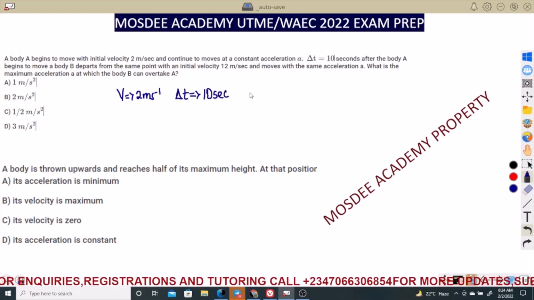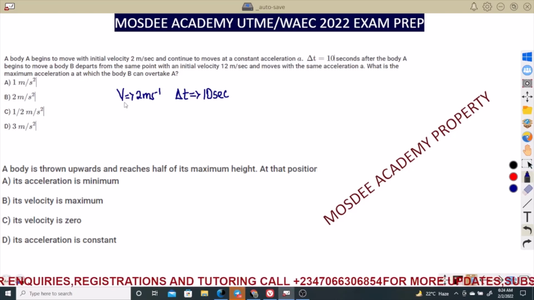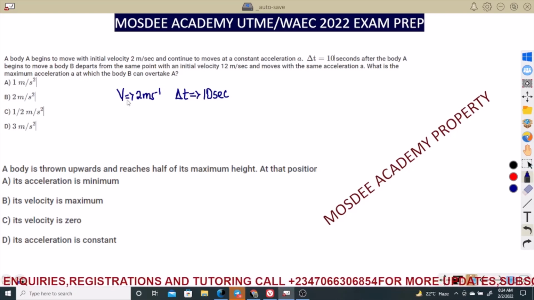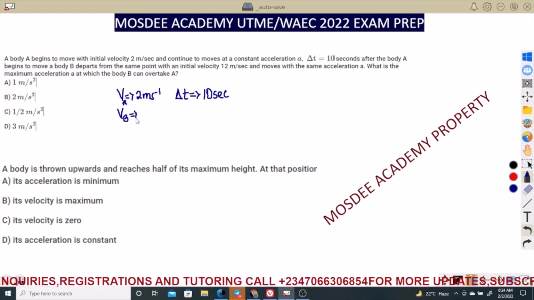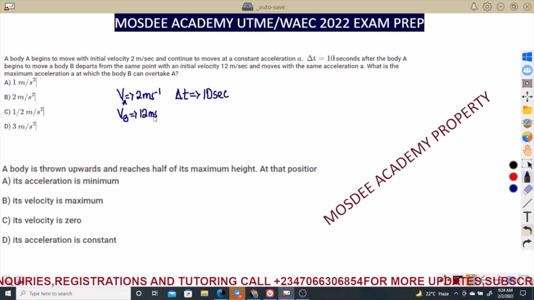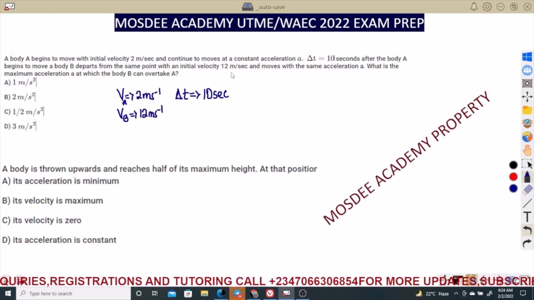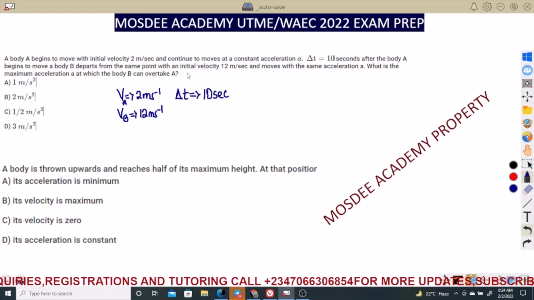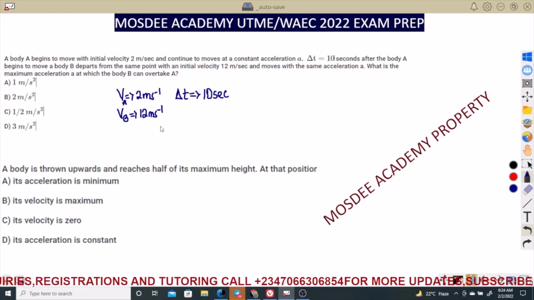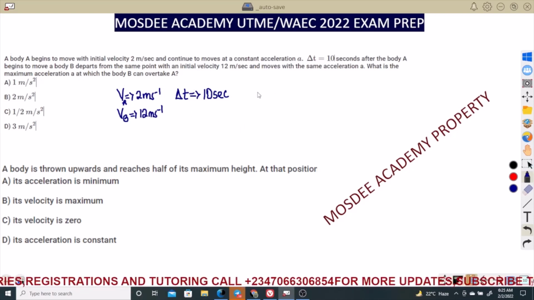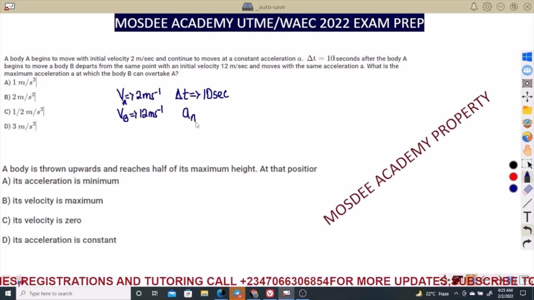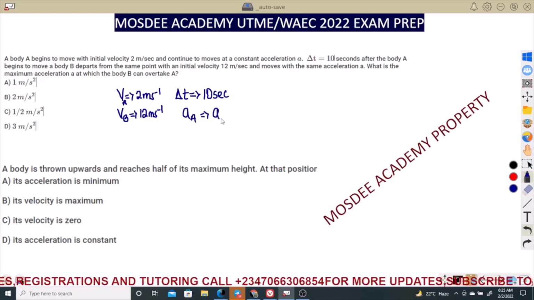Very good. After body A begins to move, a body B departs from the same point with initial velocity. This is the velocity of A. The velocity of B is now 12 meters per second and moving with the same acceleration. That means the acceleration is constant for both. What is the maximum acceleration at which body B overtakes body A? So the acceleration of A is equal to the acceleration of B.